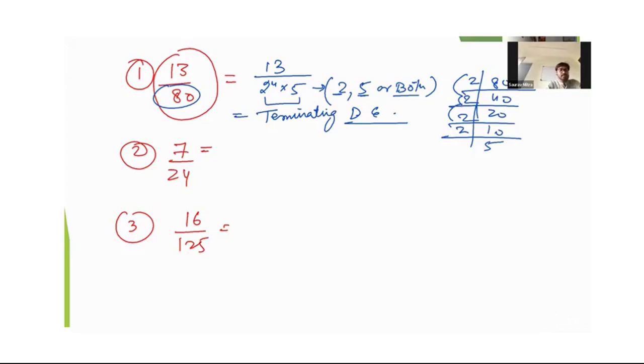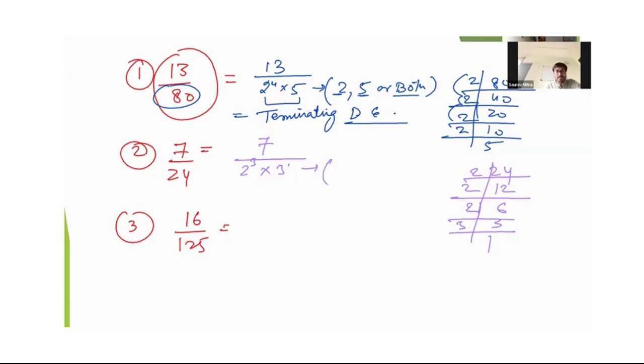So we are categorizing only the rational number cases. Now see, it is 7 by 24. 24 can be written as 2, 12, 2, 6, 2, 3, so this is 2 to the power 3 into 3. Here 3 is coming, and 3 is not allowed. So this will be a non-terminating decimal expansion. This rule is only for saying whether it is terminating or non-terminating.